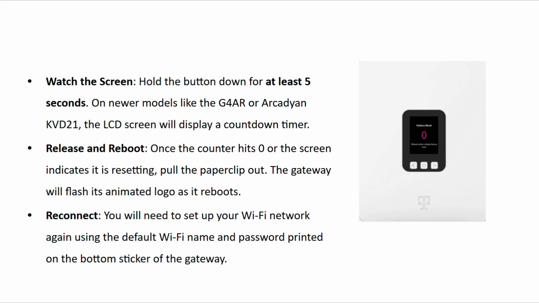On newer models like the G4AR or Arcadyan KVD21, the LCD screen will display a countdown timer. Once the counter hits zero or the screen indicates it is resetting, pull the paperclip out. The gateway will flash its animated logo as it reboots. You will now need to set up your Wi-Fi network again using the default Wi-Fi name and password printed on the bottom sticker of the gateway.